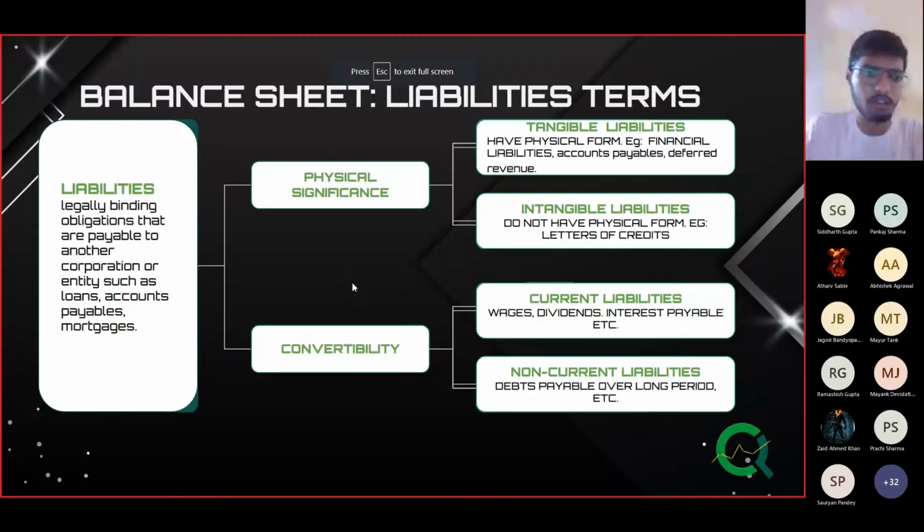Liabilities. Liabilities are legally binding obligations that are payable to another corporation or entity, such as loans, accounts payable, mortgages. Basically, suppose a company has some debts to other corporates or other entities or other banks, then that comes into the liabilities. Accounts payable also comes into the liabilities.